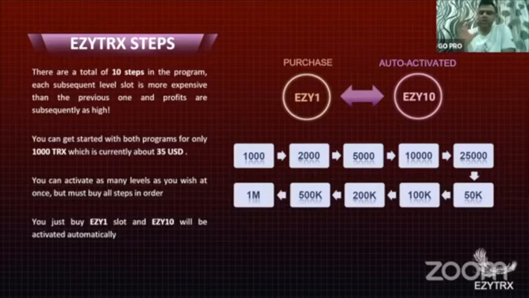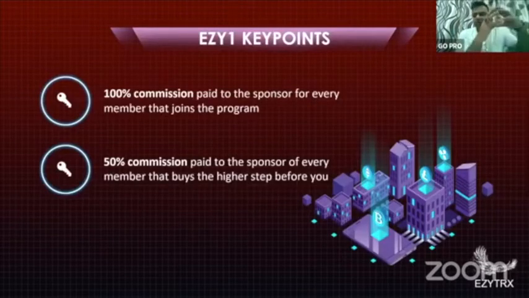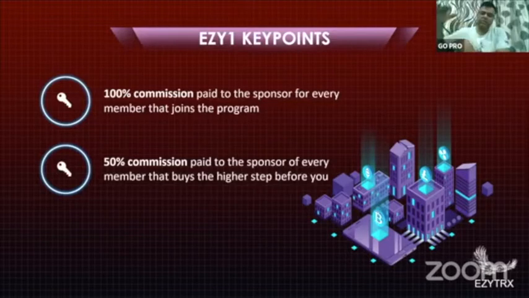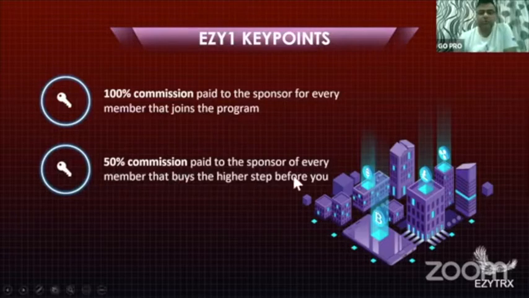So the first program is called Easy One. So the 500 Tron that went into Easy One, they get fully 100% paid to your sponsor. So everything that goes into Easy One from your purchase straight goes into your sponsor's account immediately. And the remaining 50% goes into a matrix that divides into 10 levels. So we will see that in the next slide. Now, 50% commission is paid to the sponsor for every member that buys the highest step before you.